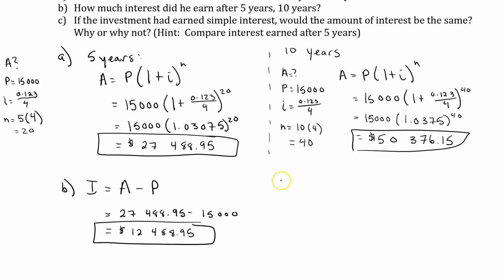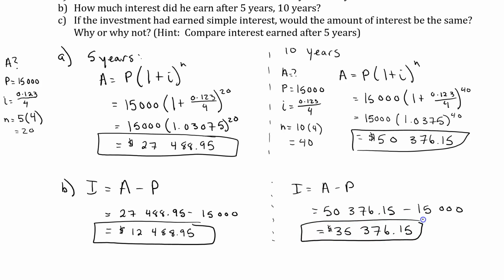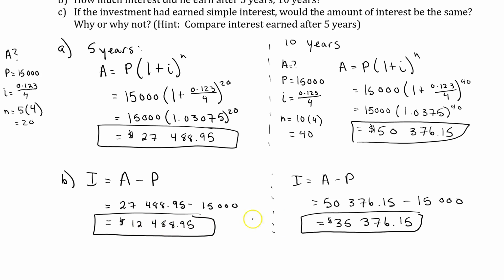But what happens after 10 years? Interest is future value minus principal. So our future value in the case of 10 years is $50,376.15 minus the principal, $15,000. So we are left with $35,376.15. So it's a significant amount of difference. If you think about it, it's more than double the amount of interest in double the amount of years.